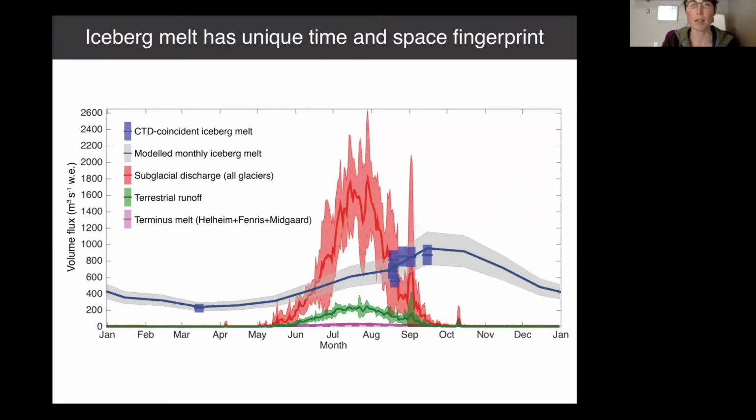And then you can imagine, I haven't visualized it very well here, but you can imagine that we have a very different spatial fingerprint, as all of the terrestrial runoff and terminus melt is happening at these fjord boundaries, whereas these icebergs are really moving around in that fjord and adding this melt at depths throughout the fjord and all along it in map view as well. So they're really a unique producer of fresh water.